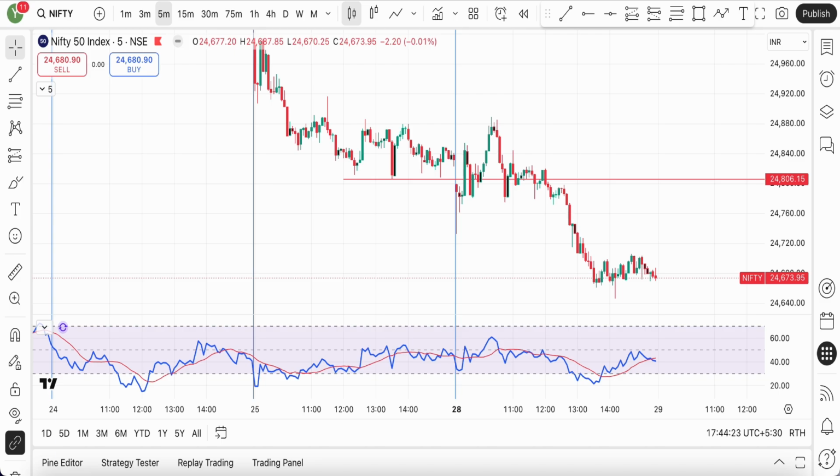We'll decode Nifty's move today, set clear levels for tomorrow, and I'll share how I plan to approach the session.